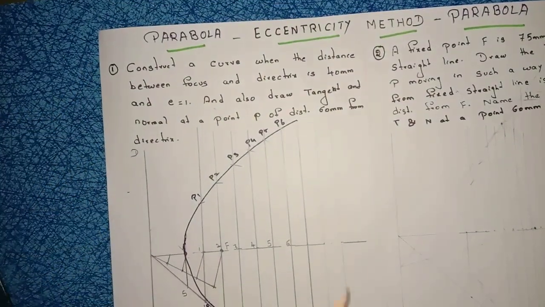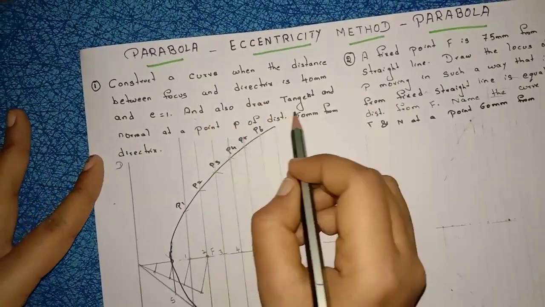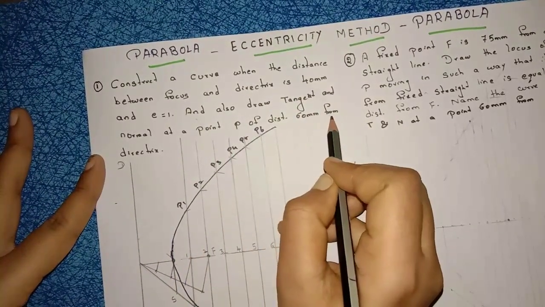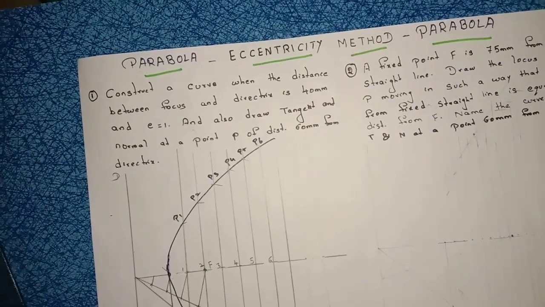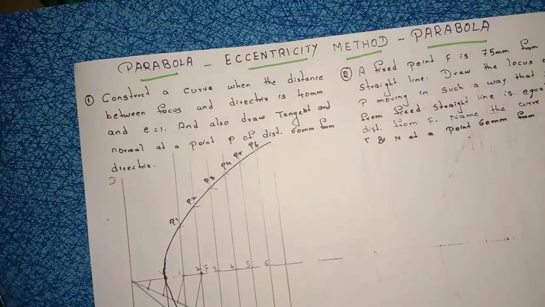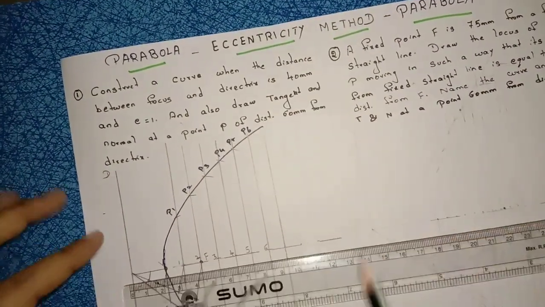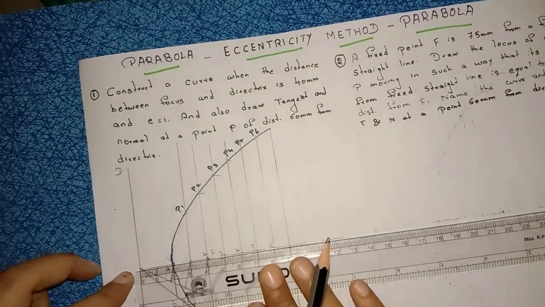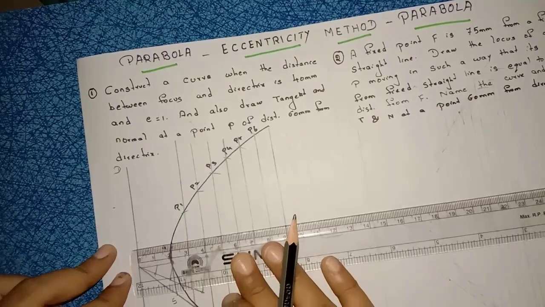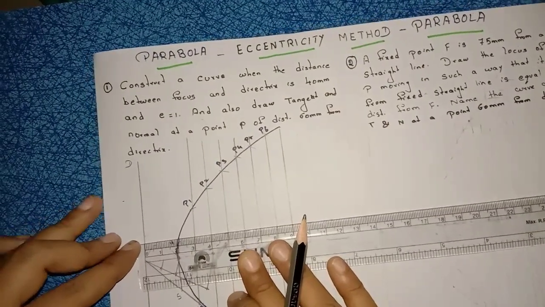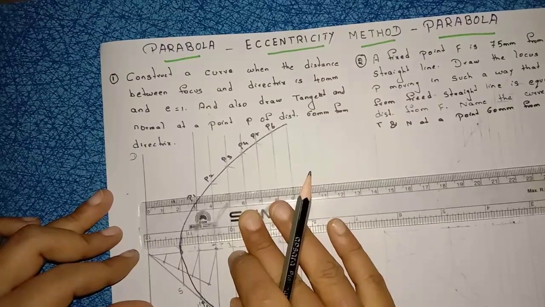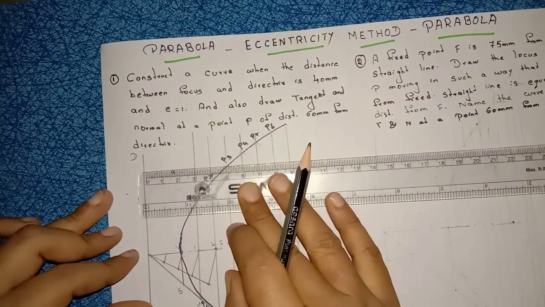Right? What is the next part of the question? And also draw tangent and normal at a point of distance 60 mm from directrix. So from directrix you have to mark, keep your scale in horizontal manner. Start with 0. 0 should touch the directrix line. Just move your scale like this. See, 0 should touch this directrix line. Just move your scale like this and see where 60 mm meets on the curve.